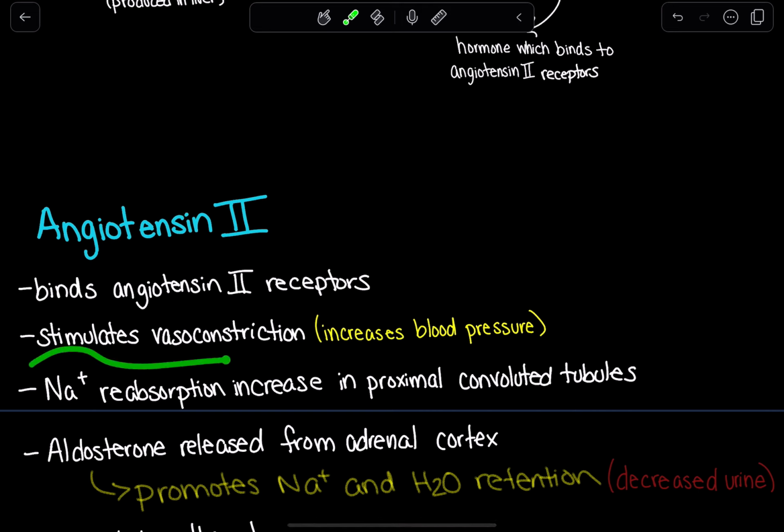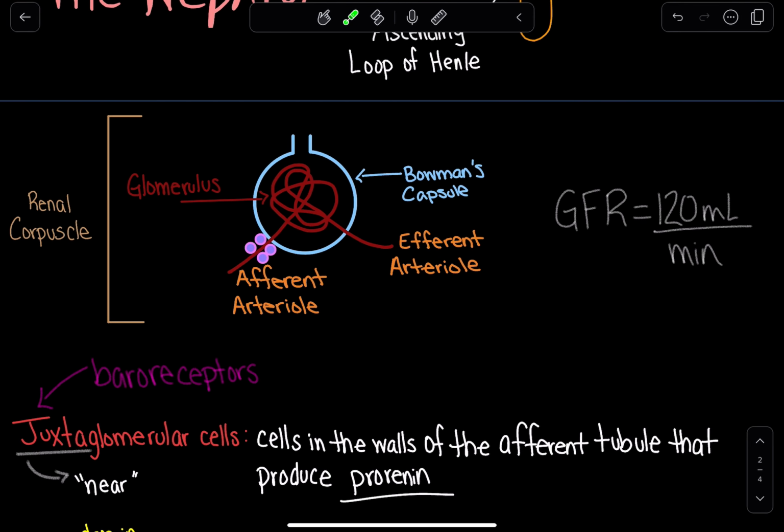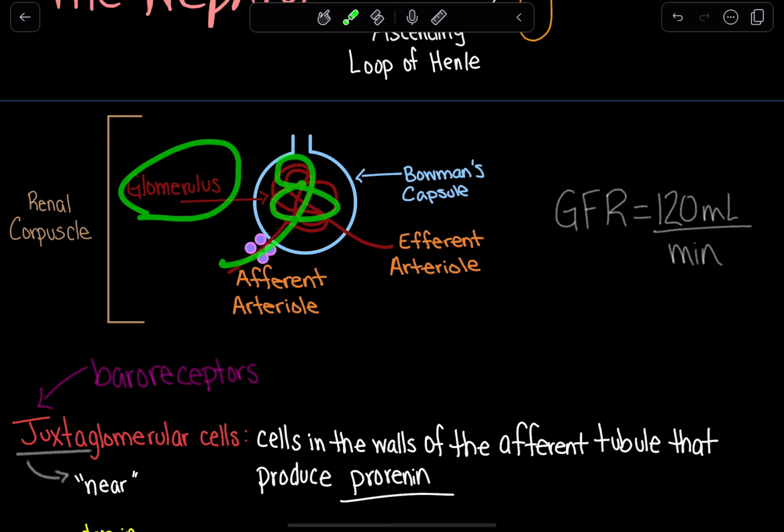But when I say it stimulates vasoconstriction, I'm actually interested in something more specific, and that is within our renal corpuscle. So in the glomerulus, the network of capillaries, that bundle of capillaries, which are surrounded by the Bowman's capsule, in which we get filtrate, and that filtrate goes on through the rest of the nephron. We have this term, it's called the GFR. So GFR is your glomerular filtration rate. And a normal glomerular filtration rate is about 120 mLs per minute.